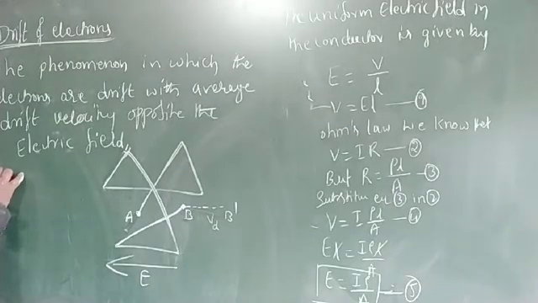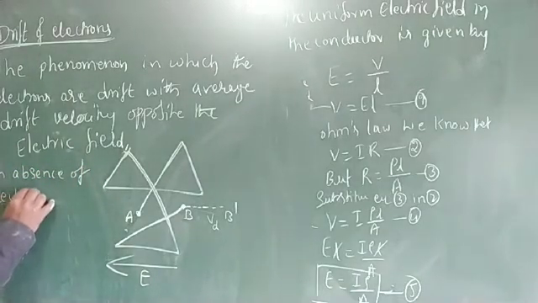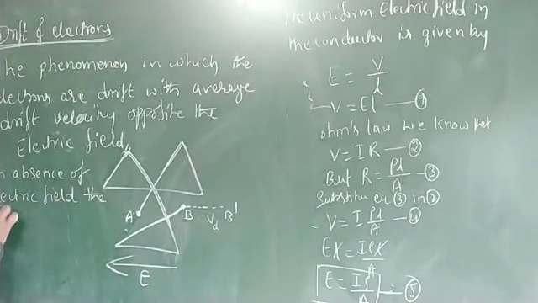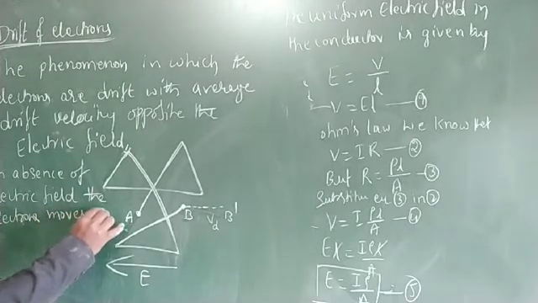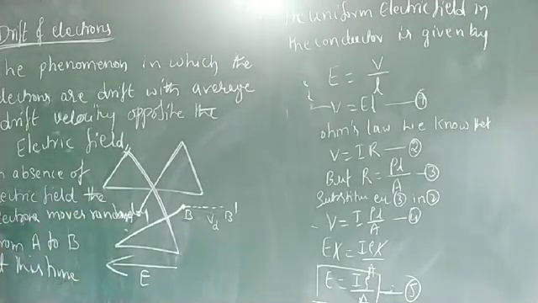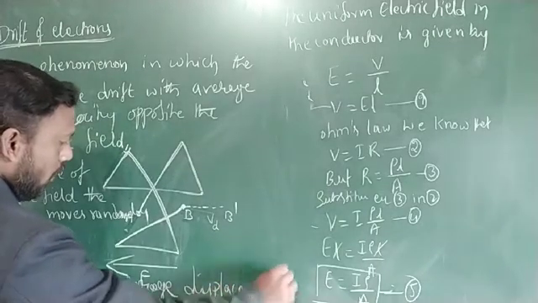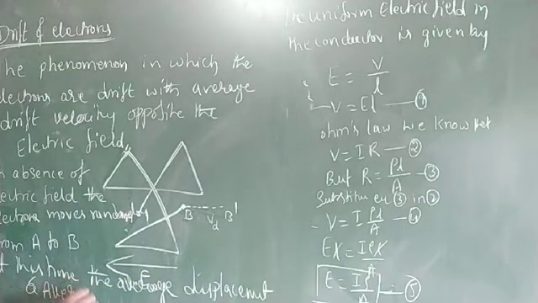Note this point. In the absence of electric field, the electrons move randomly from A to B. At this time, the average displacement and average velocity is 0.